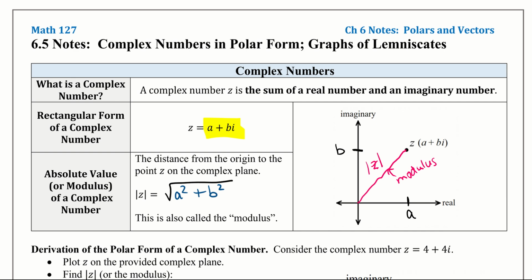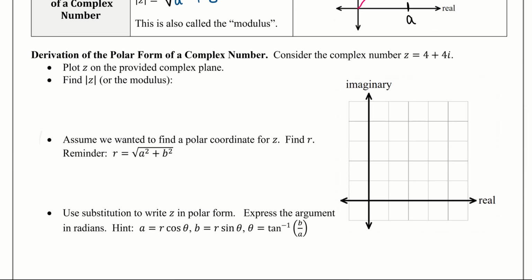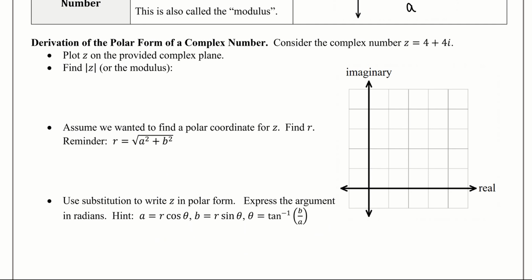So when we're talking about the polar form of a complex number, we want to show you where it comes from. So on the next page, we'll actually look at the polar form, but this part, we're just going to derive it one time. You won't have to go through this process every time you work with a complex number and try to write it as a polar form, but this is just one time. So here's kind of an example.